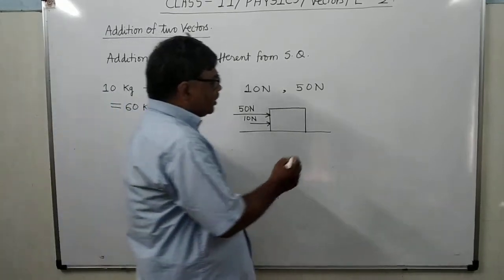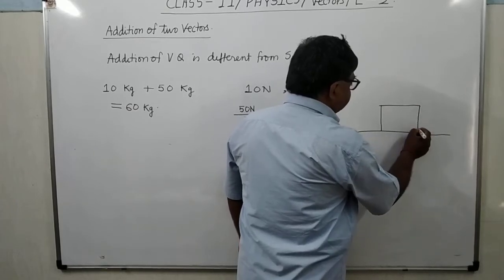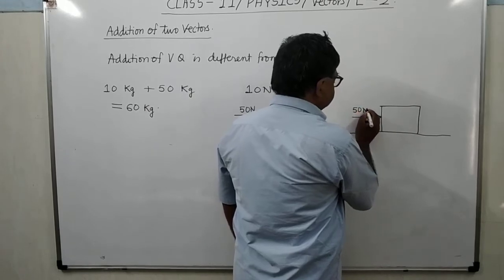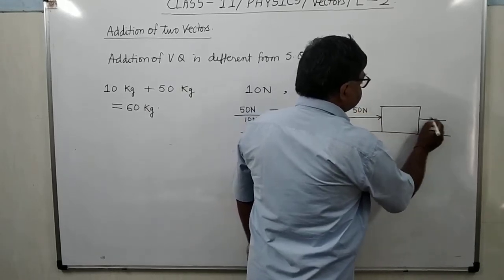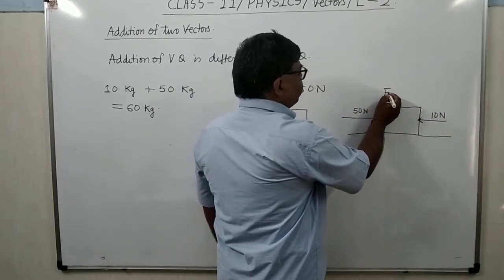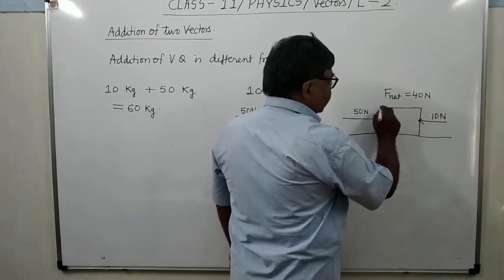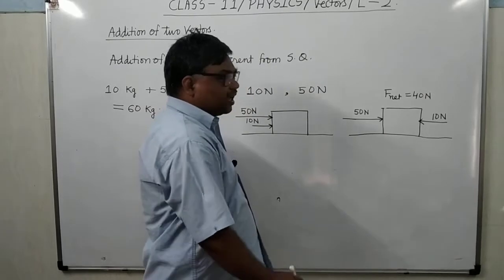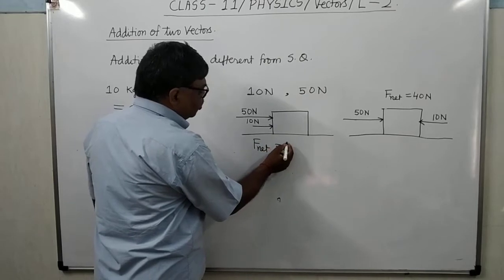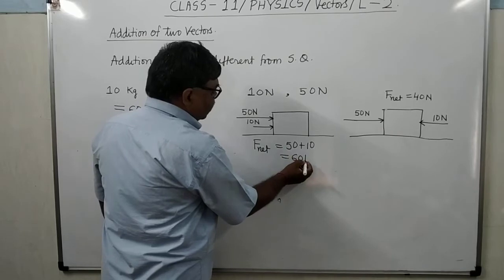But if they are acting in this way, you can see here, one is acting from one side, the other is acting from the other side in the opposite direction, then we will say that the net force acting upon it is only 40 Newton. And in what direction? In the direction of the bigger force. In the first case, net force is 50 plus 10, that is equal to 60 Newton.